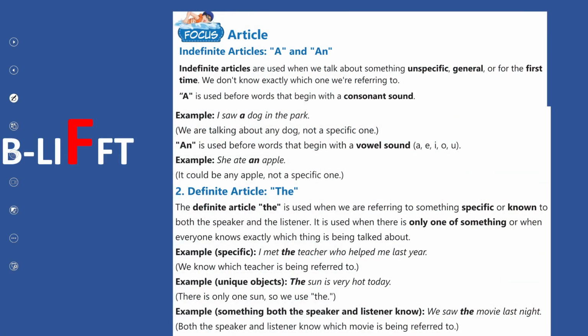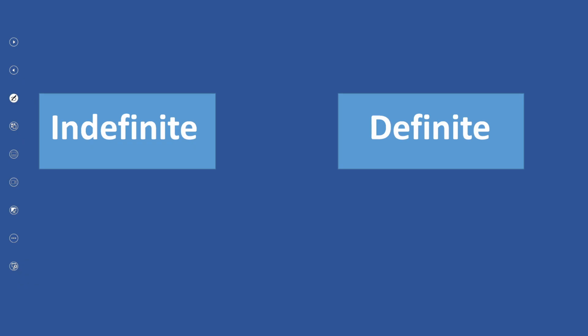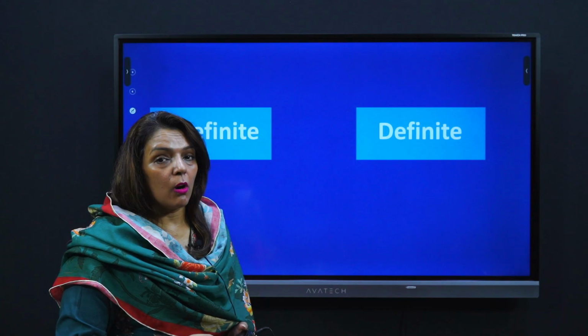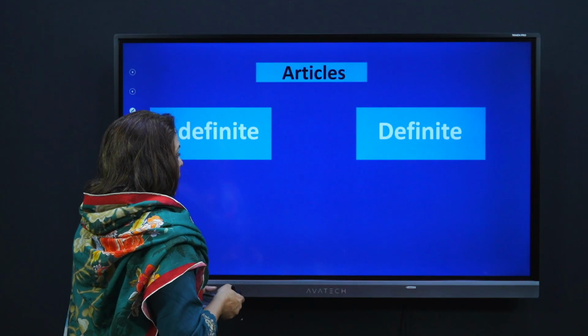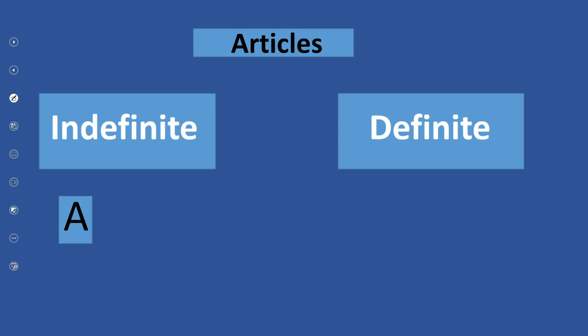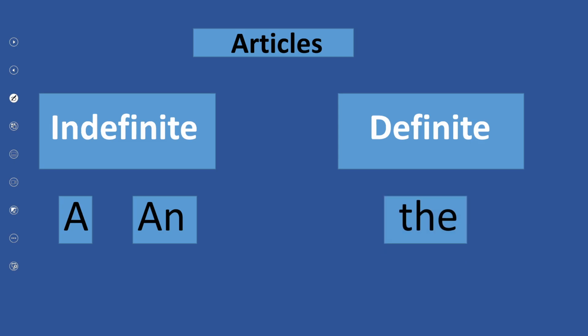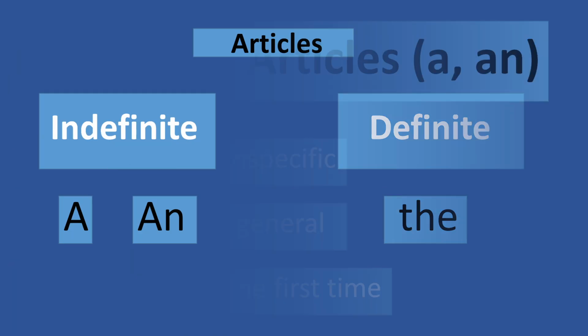Now, this is your focus look like. We are going to be looking at a few examples of the indefinite articles and a few examples of the definite articles. Now, indefinite and definite are the types of articles. So, indefinite is a and, come on, say it with me, an, absolutely right. And the definite one is the. So, we are going to be looking at the examples of both of these articles.